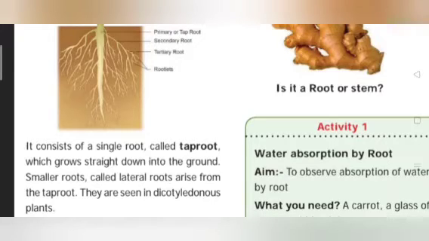They are seen in dicotyledonous plants. What do you mean by dicotyledonous? When you look at the plants, we can classify the plants into monocotyledons and dicotyledons. In dicotyledon plants, when you look at the leaves of those plants, they have many veins in them. A network of veins will be present in their leaves.